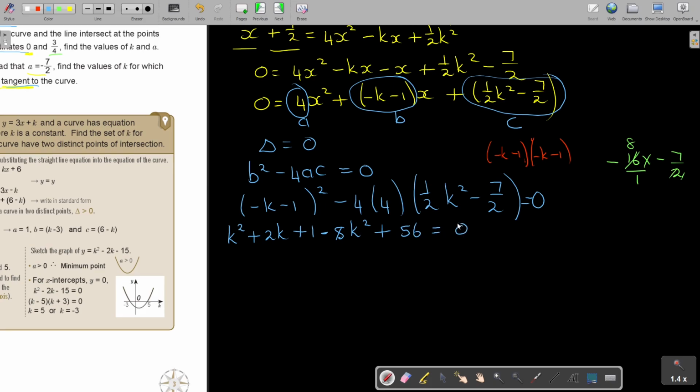And now I'm going to simplify. So there are my k squares. So I get negative 7k squared. There is k, so plus 2k. And 56 plus 1, that will be 57. And that will be equal to 0. Okay, now just get rid of the negative. So divide by negative or multiply by negative, doesn't matter. But you don't want a negative in front of the square.